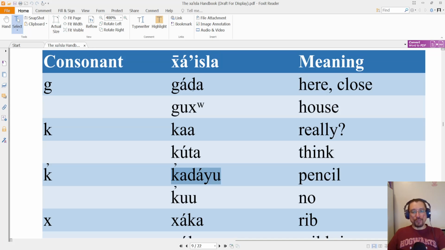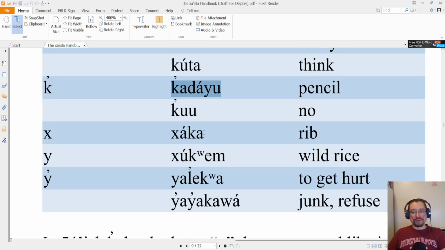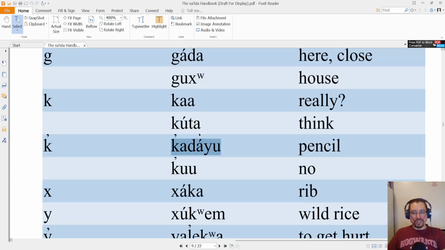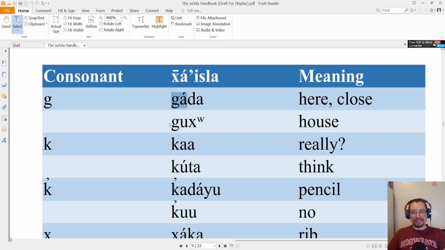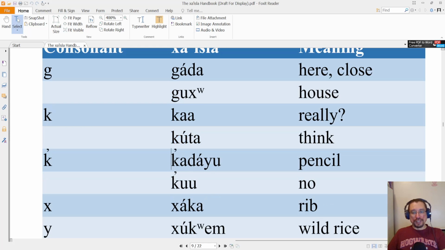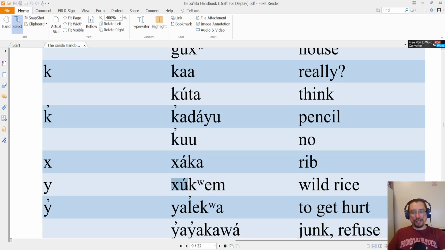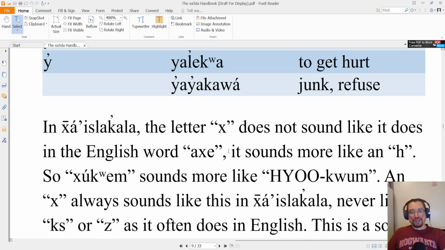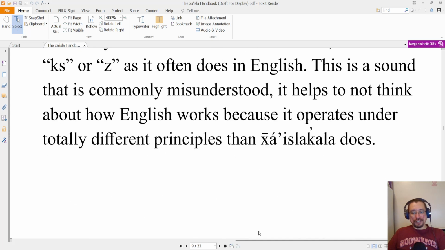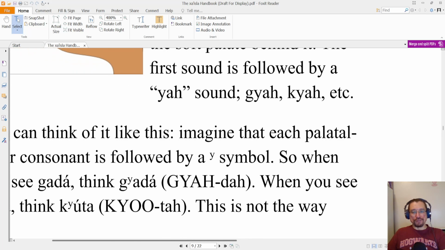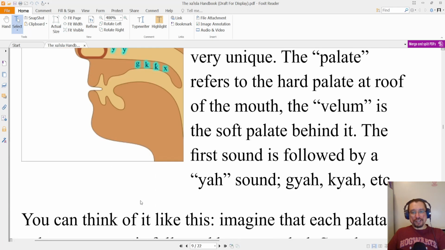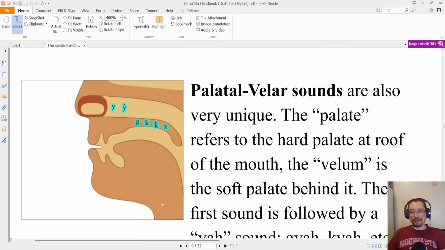It doesn't appear in the hybrid orthography. So just keep that in mind. I only use that as an example to visually show that this is gya, gyu, kya, kyu, hya, hyu. So those are the palatal velar sounds of the xa'isla language.